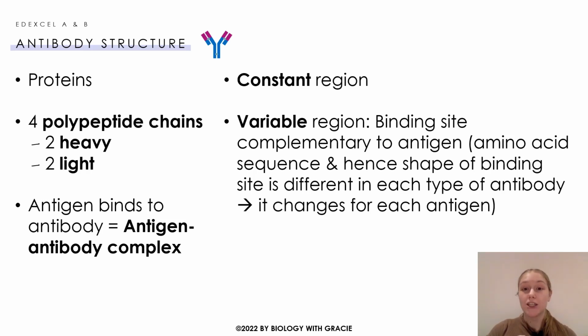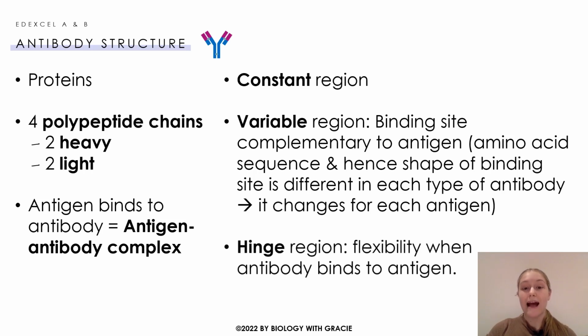It essentially changes for each antigen. So you may be thinking a little bit about this and think about how that links to another topic. For example, enzymes have an active site which is specific for a specific substrate. So it's similar here, in that a specific antibody fits a specific antigen. And then they have a hinge region, and this is what allows flexibility when the antibody binds to the antigen.